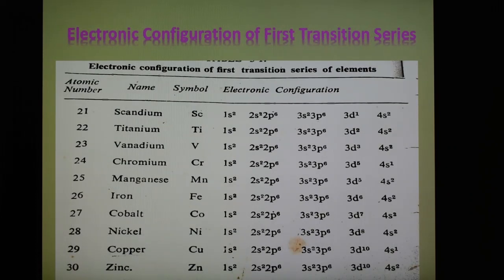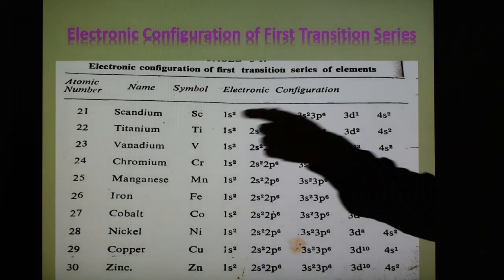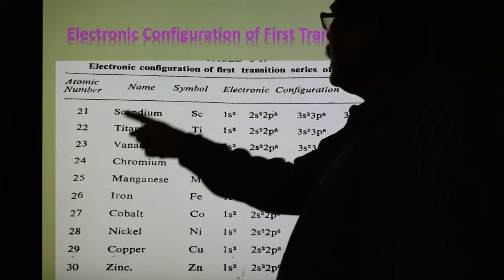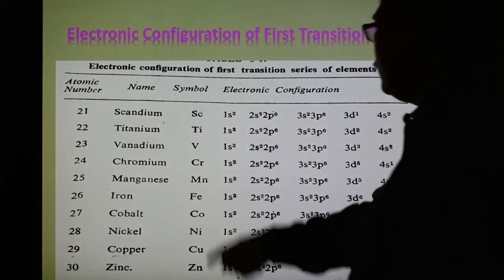Now the first property that we are going to see is the electronic configuration of the first transition series elements. In the electronic configuration table, the first column shows the atomic number, and these are the names of the elements, and these are the symbols of the elements.